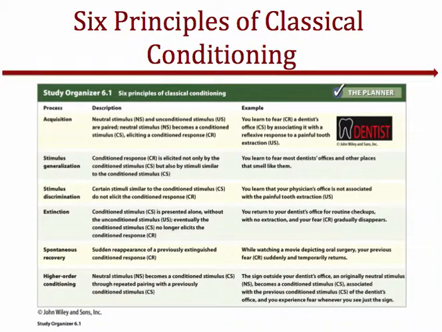Now, there are 6 principles of classical conditioning that you should also become familiar with. And we're going to walk through these one at a time and take a look at each one, but this is a nice summary table here. The 6 principles are acquisition, stimulus generalization, stimulus discrimination, extinction, spontaneous recovery, and higher order conditioning. So we're going to walk through these together.